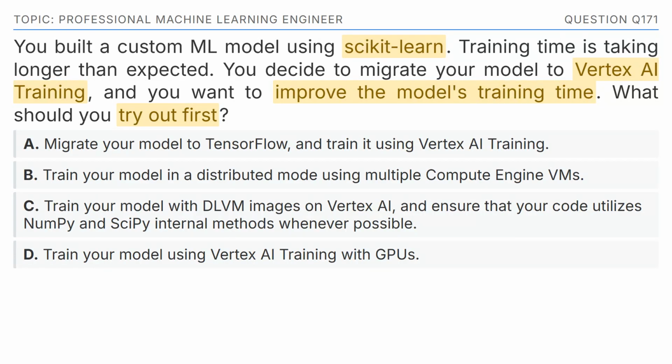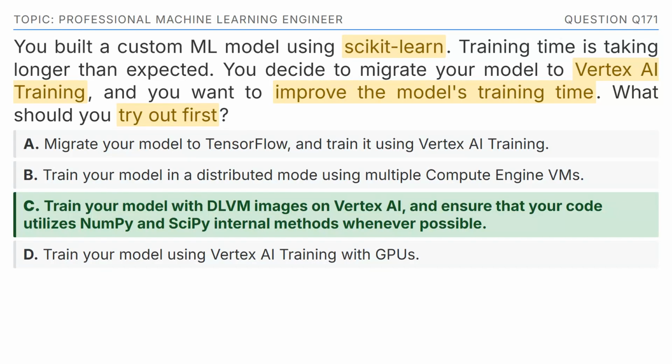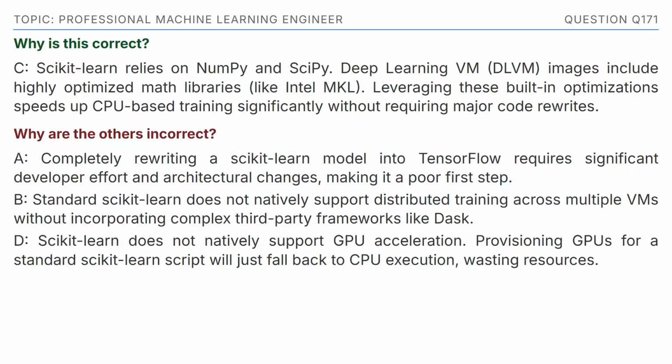To arrive at the correct answer, we focus on the keywords: scikit-learn, Vertex AI training, improve the model's training time, try out first. The correct answer is option C, train your model with DLVM images on Vertex AI, and ensure that your code utilizes NumPy and SciPy internal methods whenever possible. Why is this correct? C. Scikit-learn relies on NumPy and SciPy. Deep Learning VM, DLVM, images include highly optimized math libraries, like Intel MKL. Leveraging these built-in optimizations speeds up CPU-based training significantly without requiring major code rewrites.